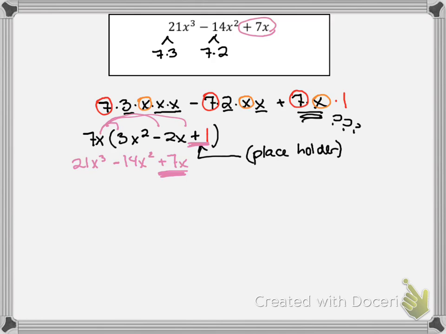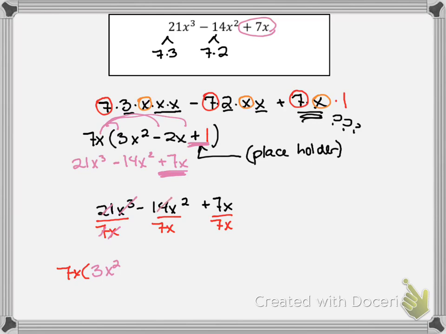Let's try the same problem the other way. The other way I taught you in the last problem was to divide all of our terms by the GCF. That's how we figure out our leftovers in this problem. So let's see if it still works. 21 divided by 7 is 3. X cubed divided by x is x squared. 14 over 7 is 2. X squared over x is x. And just as I mentioned, 7x divided by 7x is not 0, but 1.